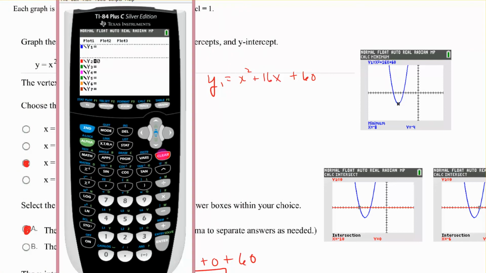All right, let's see. So we've got x squared plus 16x plus 60. In having this picture, I need to see a little bit more over here because I know I'm going to find the x-intercepts. So I'm going to change my window and make the x-min negative 20 just to get a better view.